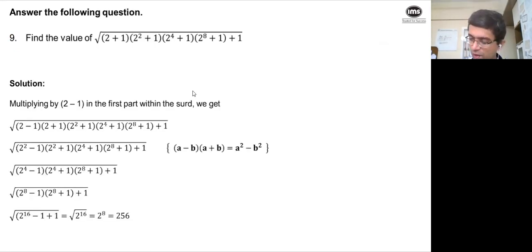So this minus 1 gets added to the plus 1 and it becomes 0, Srinidhi. So it is just root of 2 raised to 16, which gives me 2 raised to 8. This plus 1 minus 1 cancels out, Srinidhi. Okay? Yes.